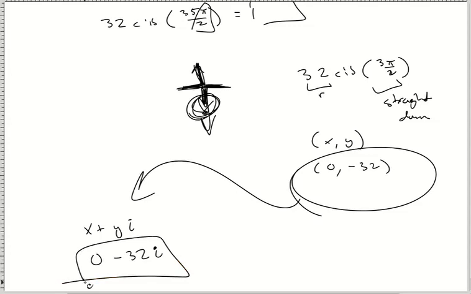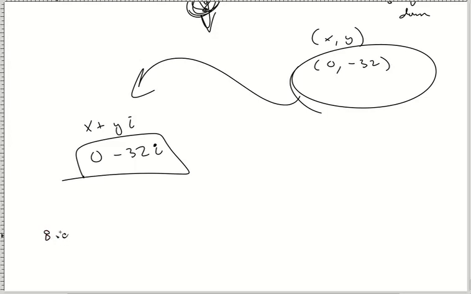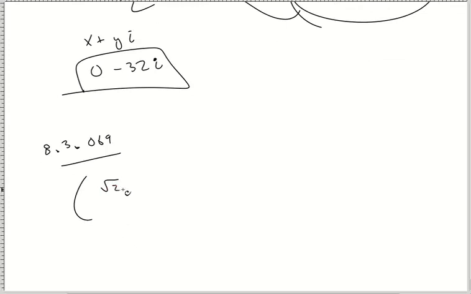Let's do another one. So I've got the square root of 2 over 2 plus the square root of 2 over 2 i. And they say go to the 16th power.